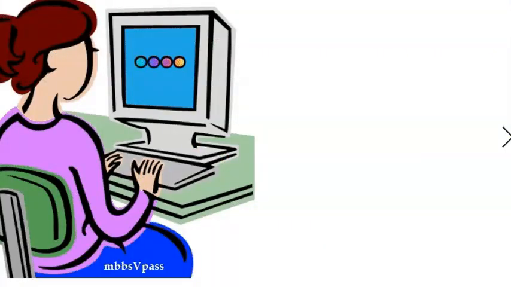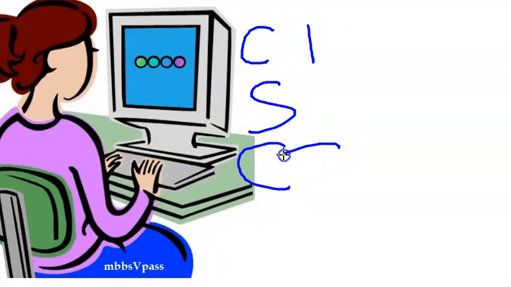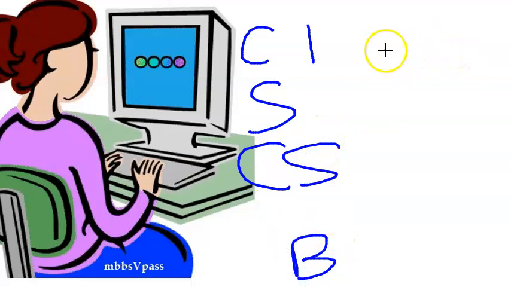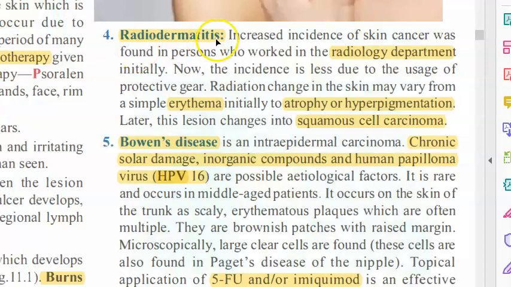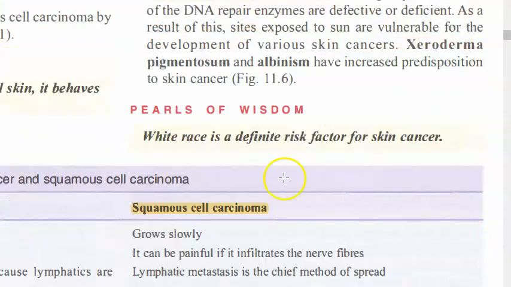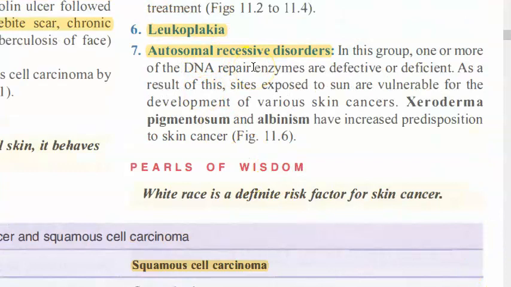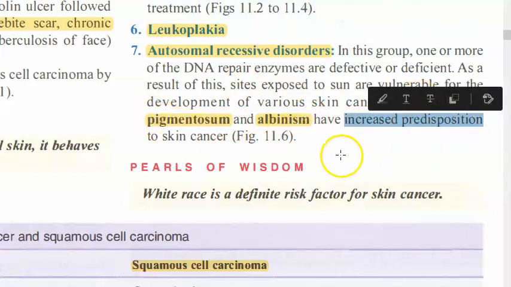Last one, guys. So what have we seen so far? Let's just revise it. We saw chronic irritation, sun, then we blamed chronic scar, like a marjolin's ulcer can happen. Then you saw the fourth one, then we saw Bowen's disease. Then recently, what did we see? Why am I forgetting? Radiodermatitis, for radiologists. Then Bowen's disease, that is the fifth one here. And then you have the leukoplakia, which is the sixth one we have seen. And the last one that we will see, autosomal recessive disorders, very important here. Xeroderma pigmentosum, albinism, they have an increased predisposition to skin cancer.